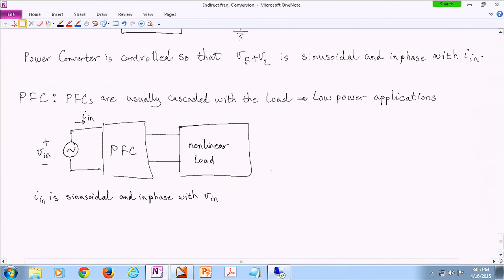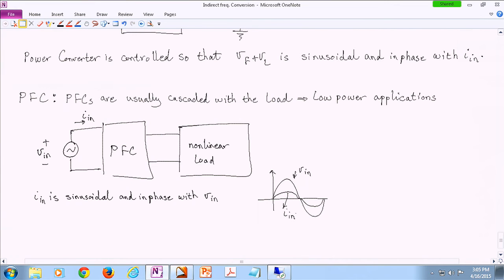Okay, something like this. If this is your Vn, you would like your In to look like this. Okay, something like this. All right. Any questions? Okay.